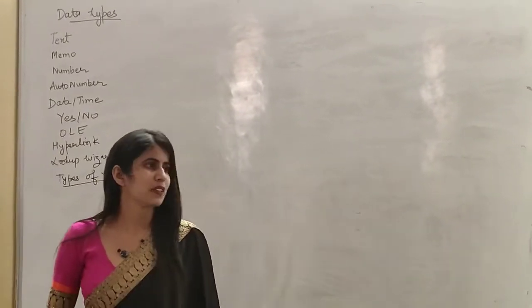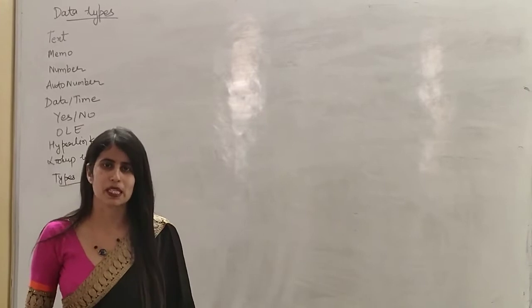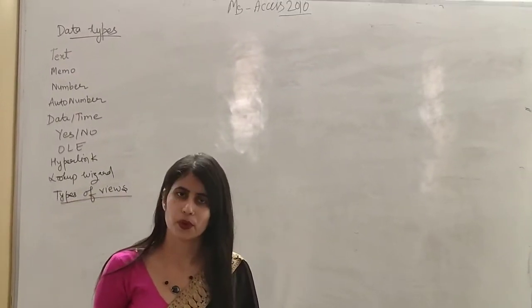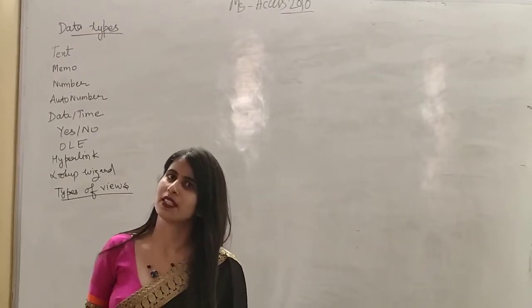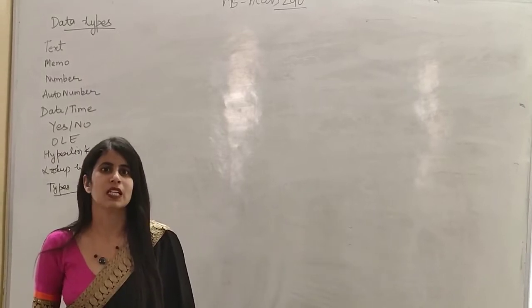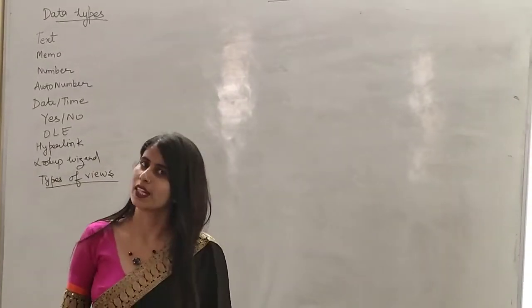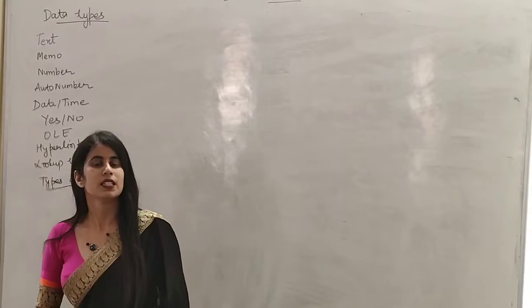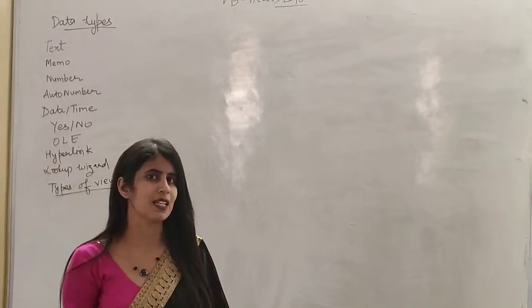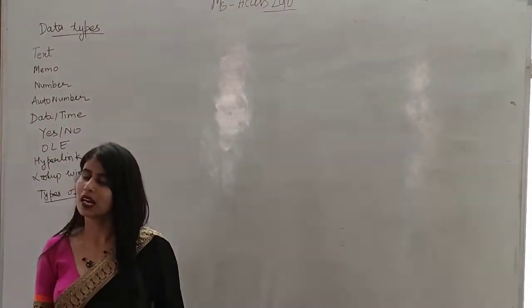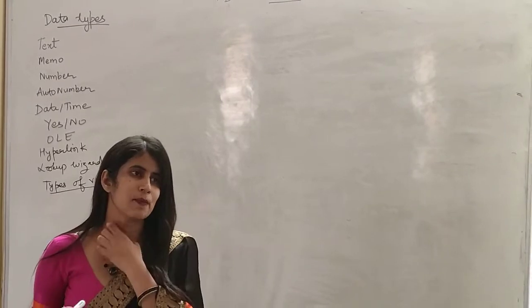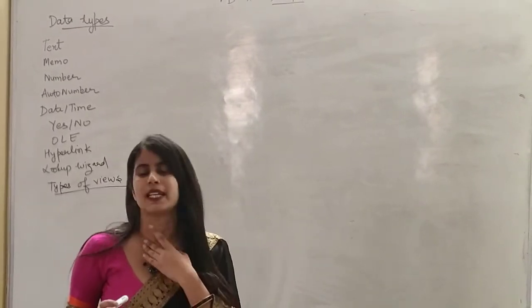So in the previous week we studied a few topics, and they were the components of an MS Access window. I explained all the components with the help of a diagram, and we studied how to create a database. To create a database we had three ways. First is normally we create a blank database, and second is how to create a database using templates. Okay, so today we are going to study the topic of data types.